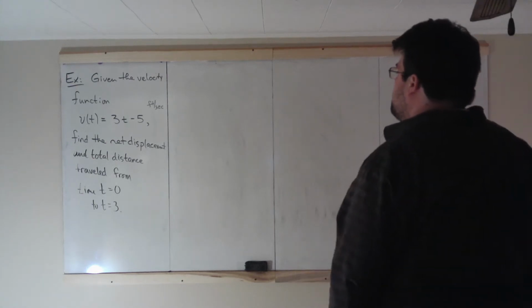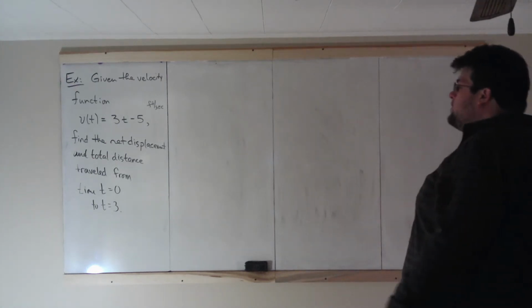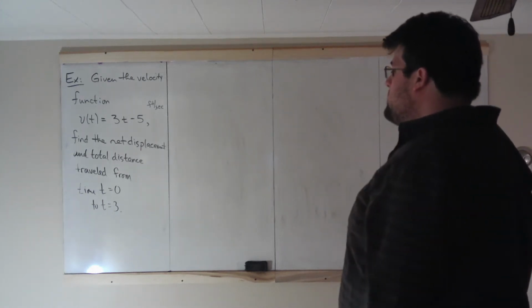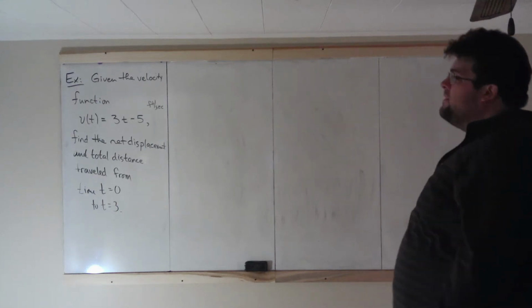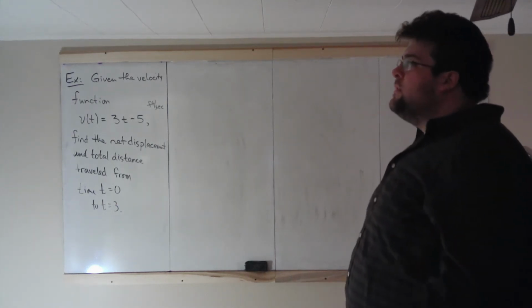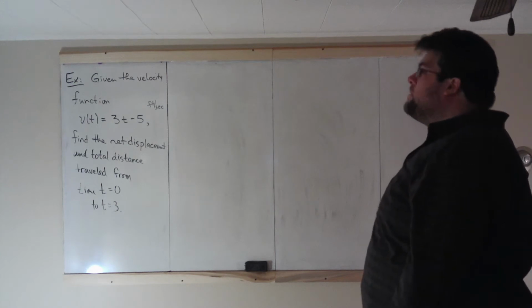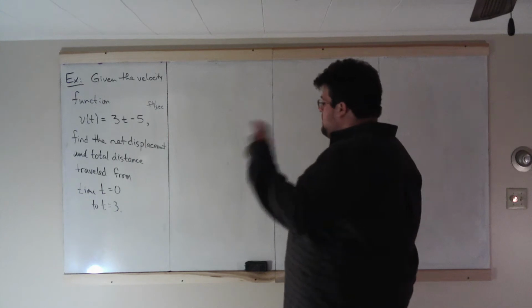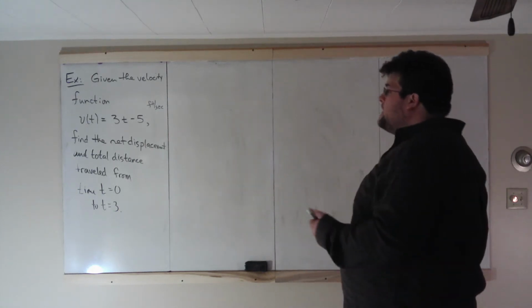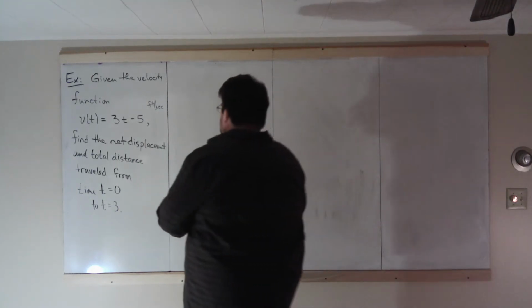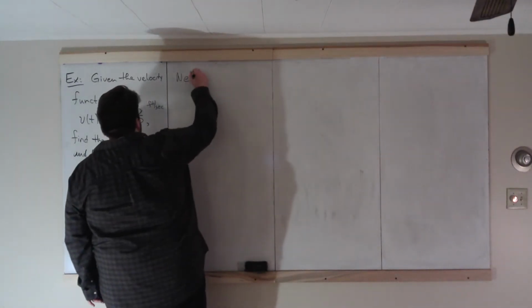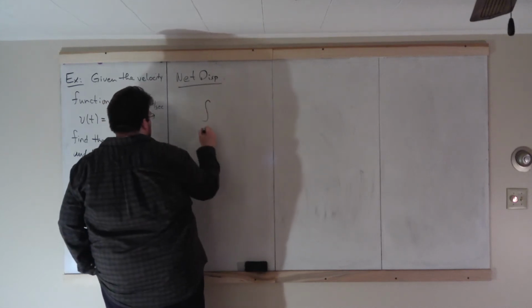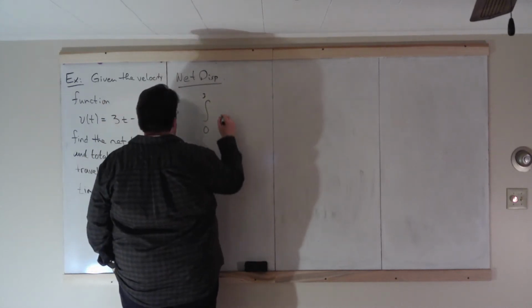Given the velocity function v of t equals 3t minus 5 feet per second, find the net displacement and total distance traveled from time 0 to time 3. The phrasing of this question, you could make it a little fancier, like a particle travels and so on, but I'll just be direct. Given velocity function, find net displacement, total distance traveled. Let's do net displacement first, because that's an easier computation. Net displacement is the integral from time 0 to time 3 of our velocity function.